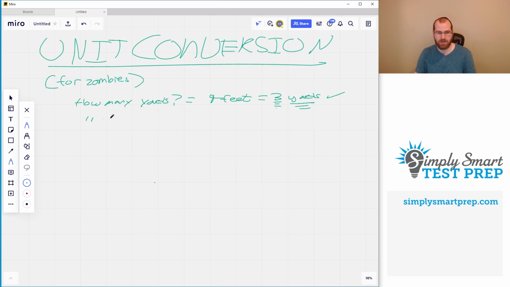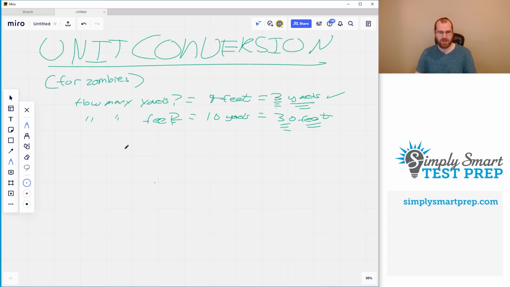Let's say the other way. How many feet, that's the question mark, we're looking for feet, in 10 yards? Think about that for a second, and that's going to be 30 feet. Again, 2 parts to this, the feet and the number.